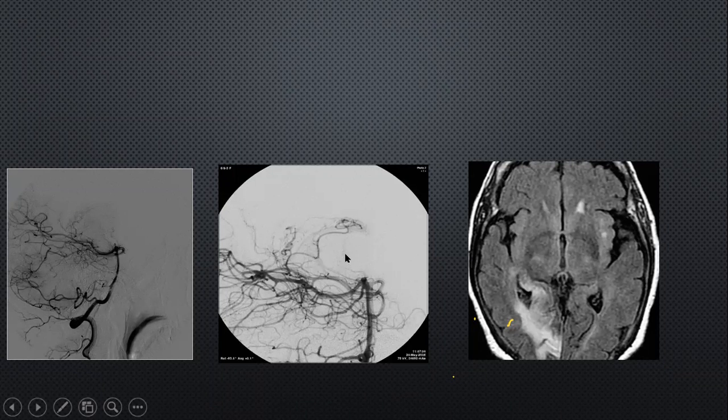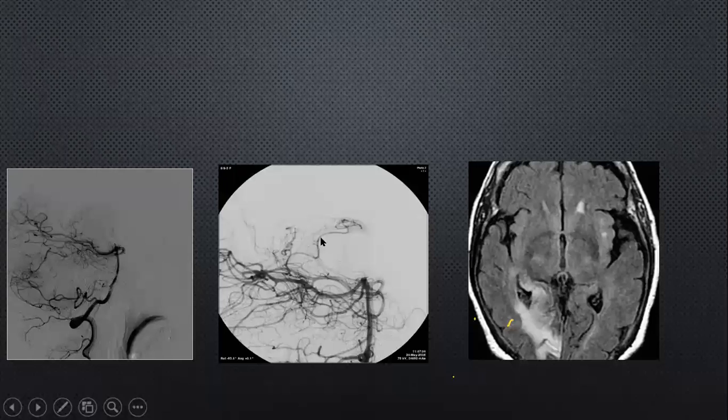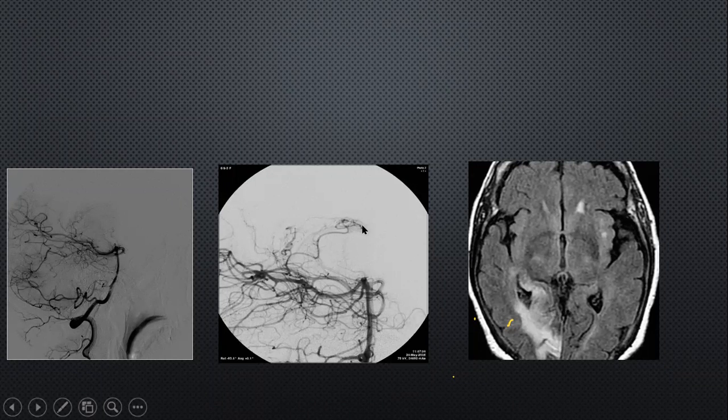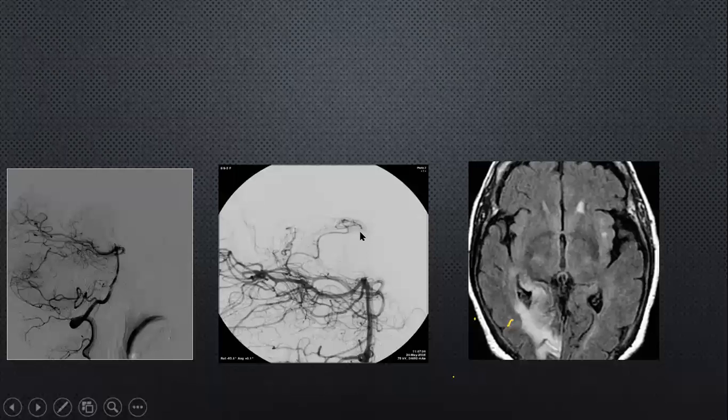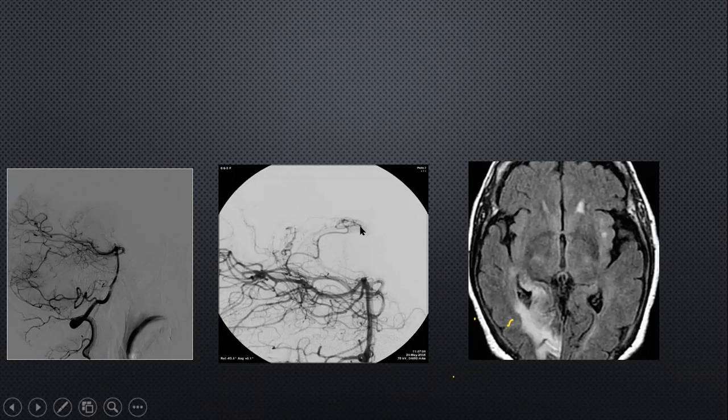So you've got the smaller wispy looking perforating arteries, and this is a much larger posterior lateral posterior choroidal, which is then supplying this vascular malformation. And it's important to identify this because this is where the anastomosis between the anterior and posterior choroidal occurs, somewhere around the level of the foramen of Monroe.